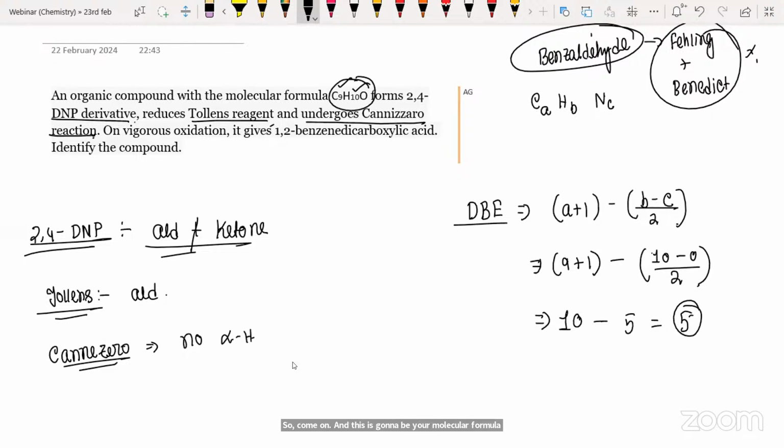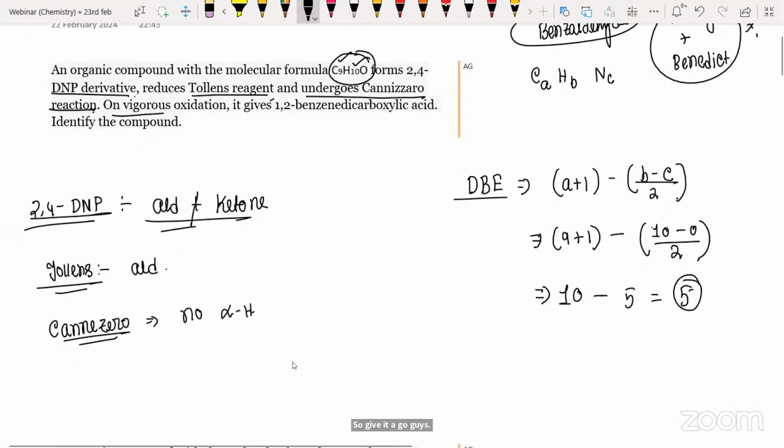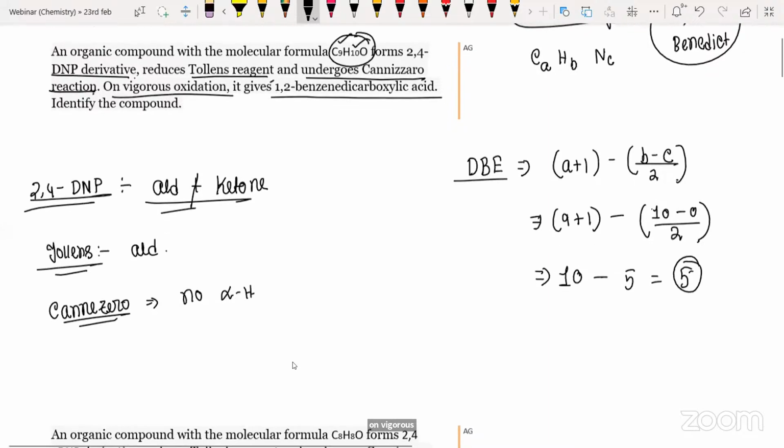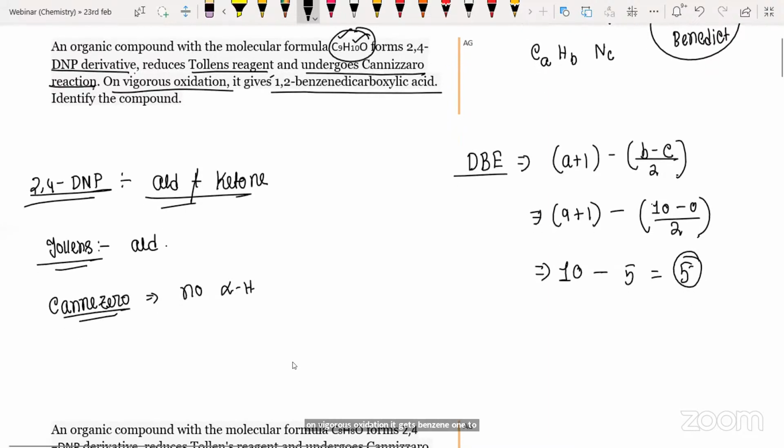Okay, there is one more thing that I forgot to tell you. On vigorous oxidation, it gives benzene 1,2-dicarboxylic acid. What's the name of benzene 1,2-dicarboxylic acid, guys? What's the trivial name of it? Very famous molecule. What do we call it? Very good, guys. It's called phthalic acid.